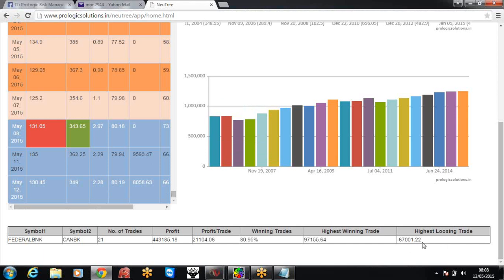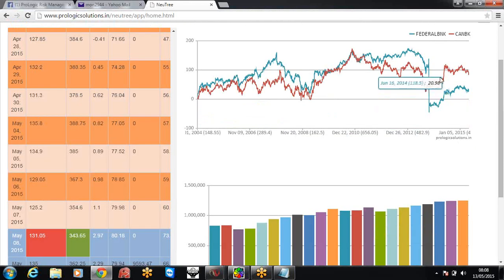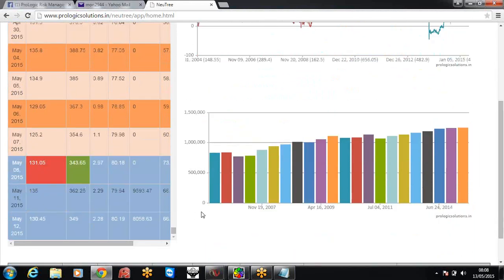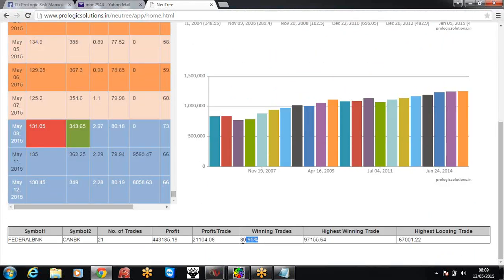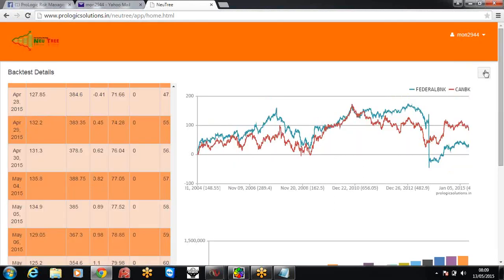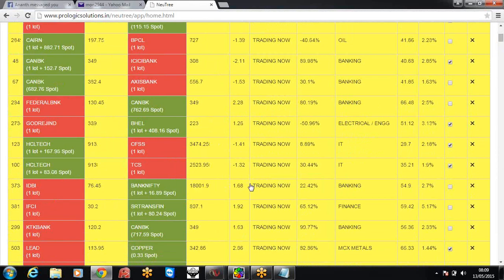So again, the same, highest losing trade or highest winning trades might not be the exact figure because there were splits in some of these scripts. We will see that later. I'll show you even that also. And the number of winning trades might actually be more, considering your trade would have already given you 20% profit and it would have ended in a loss also. But you should have booked the profit when you got 20% returns. So that is Federal Bank and Can Bank.